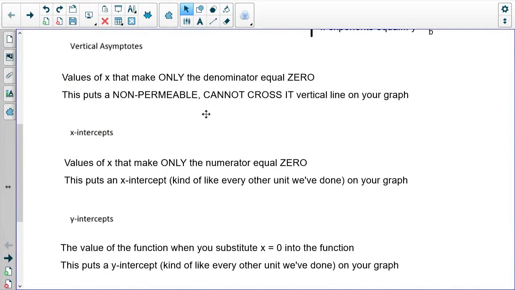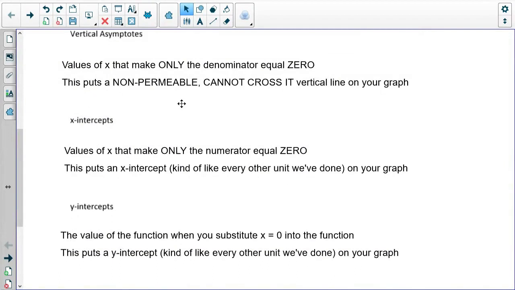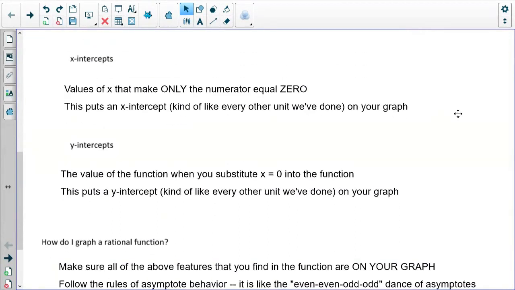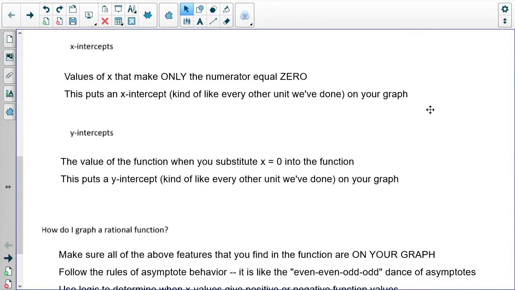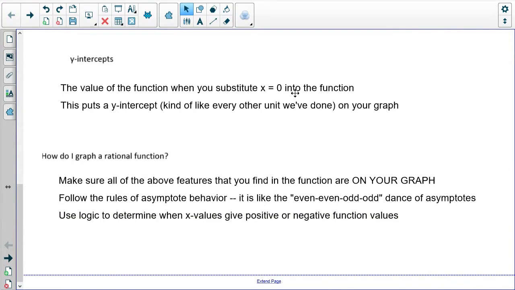This puts a non-permeable, aka cannot cross it, vertical line on your graph. Horizontal asymptotes, by the way, are semi-permeable, so you can cross them in certain situations, but vertical asymptotes are never permeable, you can never cross them. X-intercepts and y-intercepts, you can write this stuff down, but basically it's the same as what we've been doing. So x-intercepts only make the numerator equal to 0, and it puts an x-intercept on the graph. Y-intercepts are what happens when you substitute x equals 0 into the function. That gives you a y-intercept.